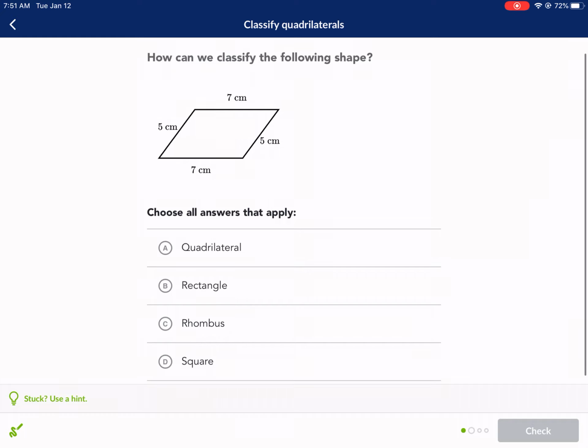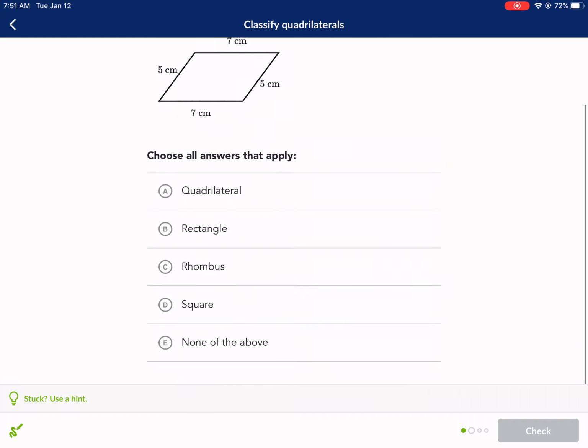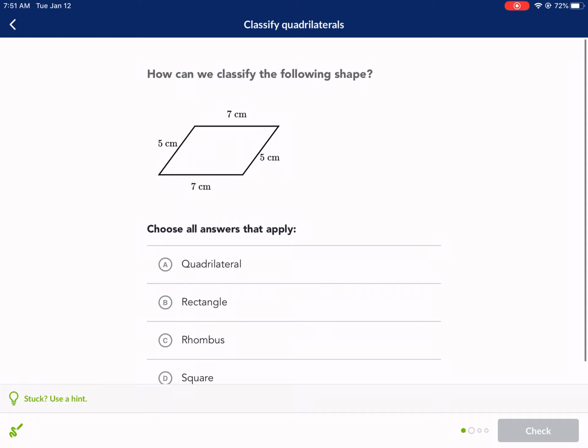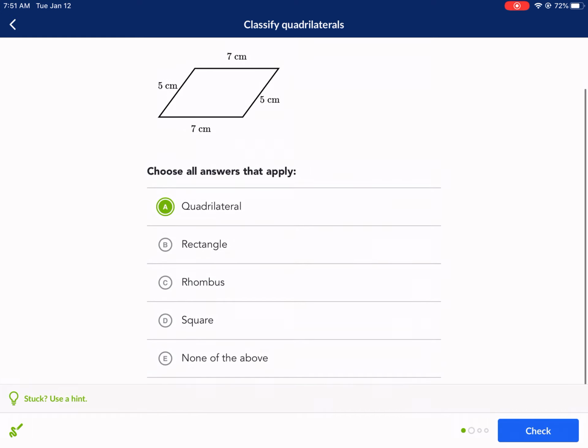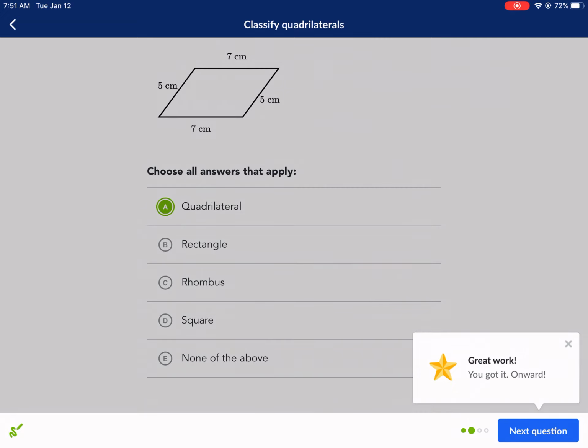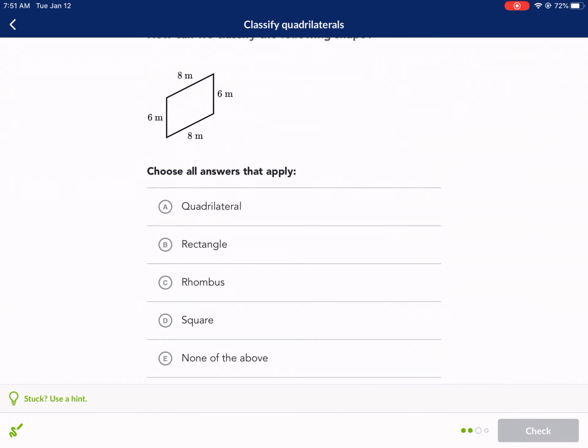How can we classify the following shape? Okay, so this is a parallelogram, clearly. It's definitely a quadrilateral. Opposite sides are congruent. We don't know if it's a rectangle because we don't know anything about the angles. It's not a rhombus or a square because all sides aren't congruent, so it's just a quadrilateral. That's what the other one was too, but whatever.